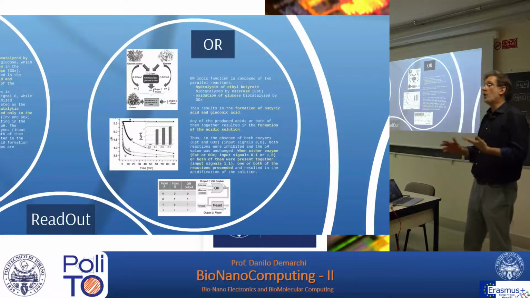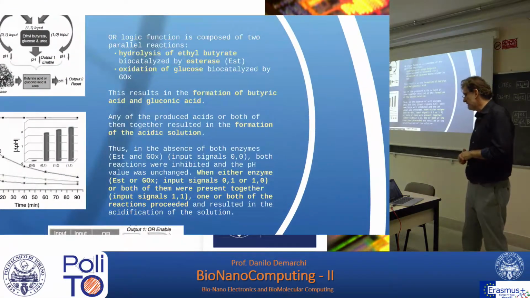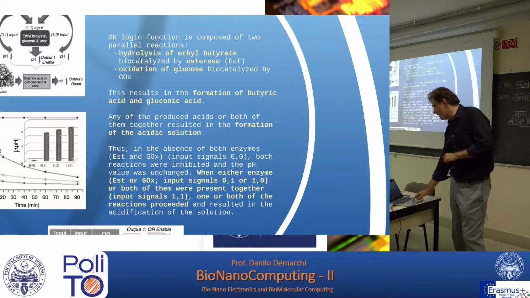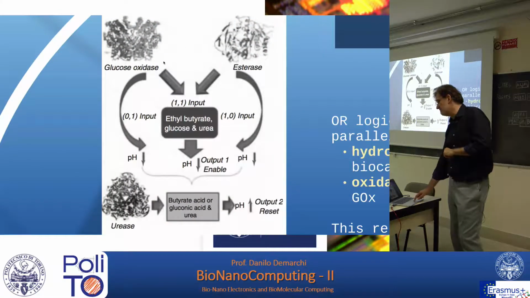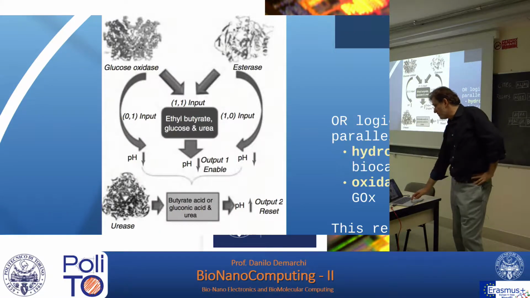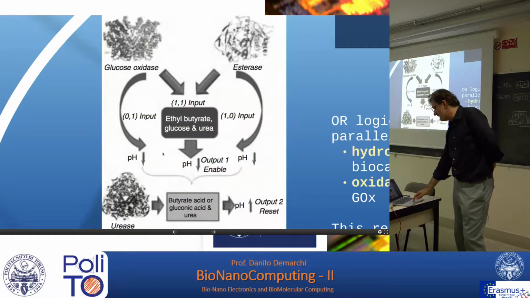I can also build an OR. For building an OR gate, I can exploit the hydrolysis of ethyl butyrate that is catalyzed by esterase. And again, I use glucose that is biocatalyzed by glucose oxidase. In this case, I skip these details because I hope it's clear. Esterase produces butyric acid. This is another acid generated by the reaction with ethyl butyrate. Glucose oxidase generates gluconic acid.